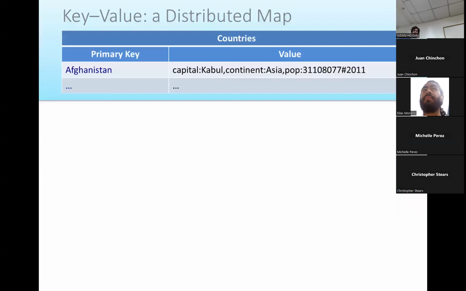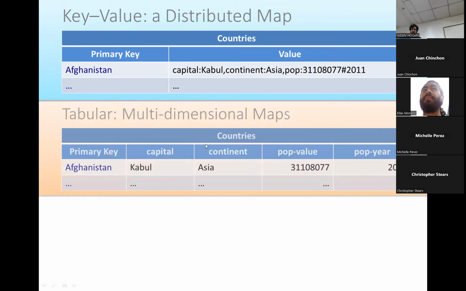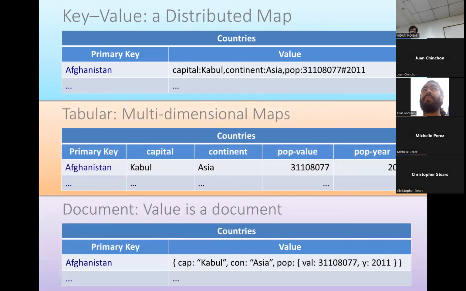So in terms of document stores, we spoke a bit about, which we can't see because this thing, I wish there was a way to put it horizontal, but okay. So we saw key value stores, which are just a distributed map where we have keys and values. We saw also multi-dimensional maps. So this is the tabular stores. And today we're going to talk about document stores where the value is the document.